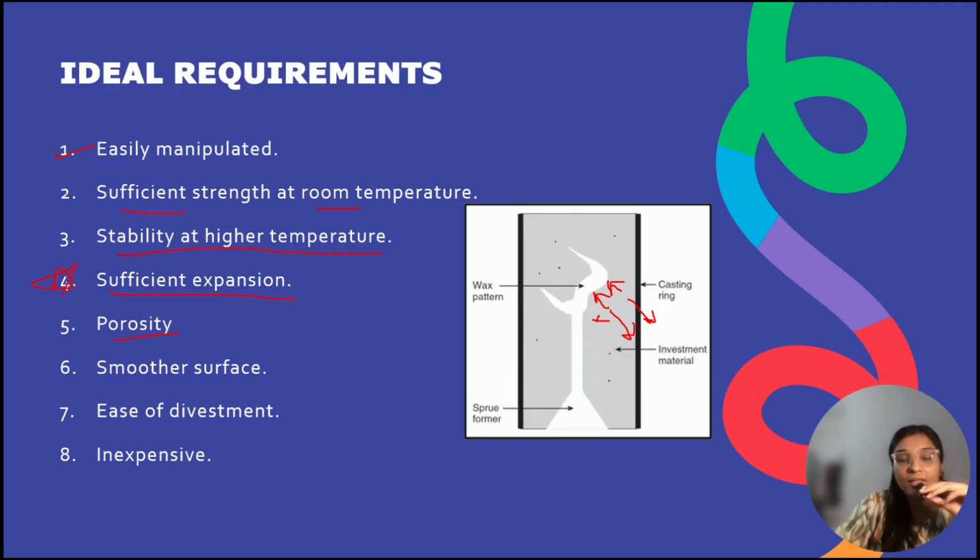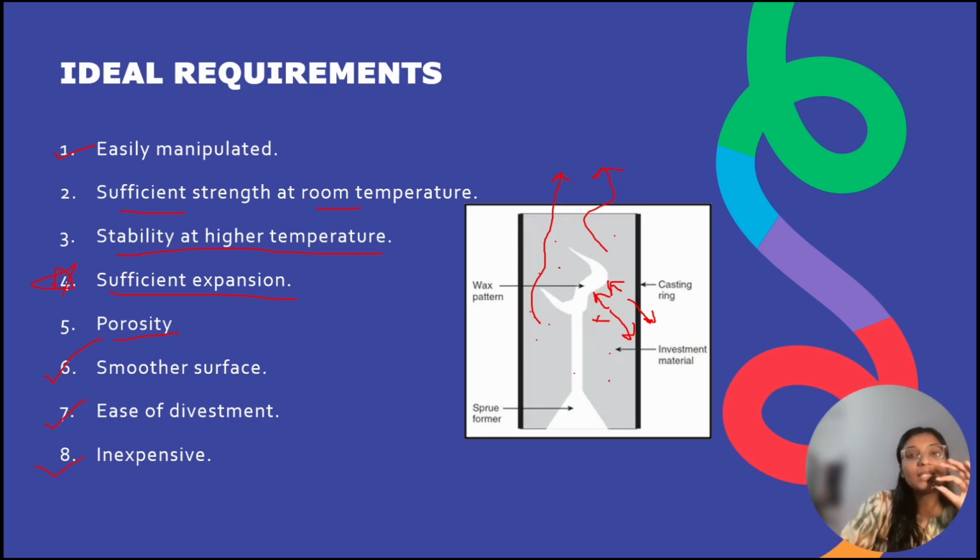Then we need it to be porous, so it should have porosity, it should not be compacted. Now why should it be porous? Because it should allow the gases to escape. If the gases are entrapped within the investment material, then it will cause casting defects. And it should have a smoother surface so that we get smoother castings. Then it should have ease of divestment, meaning the removal of the crown from the investment material should be easy, and it should be economical.